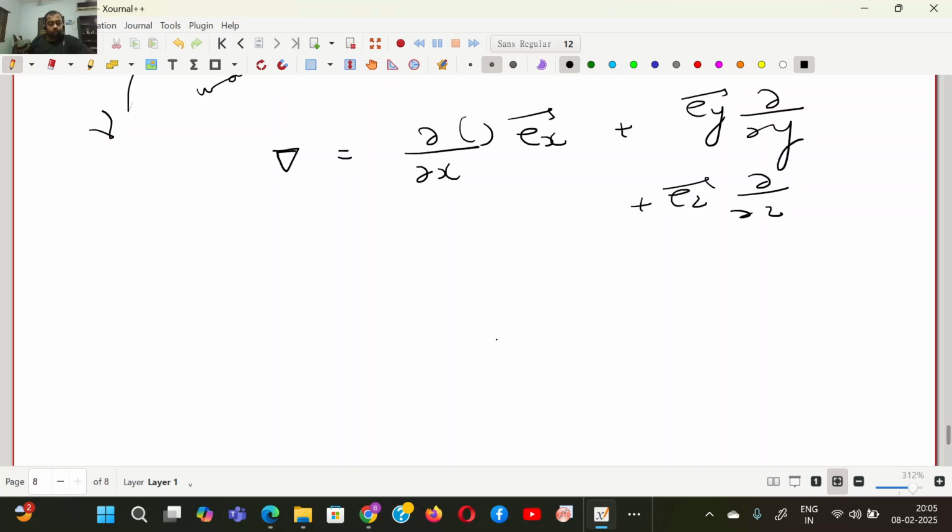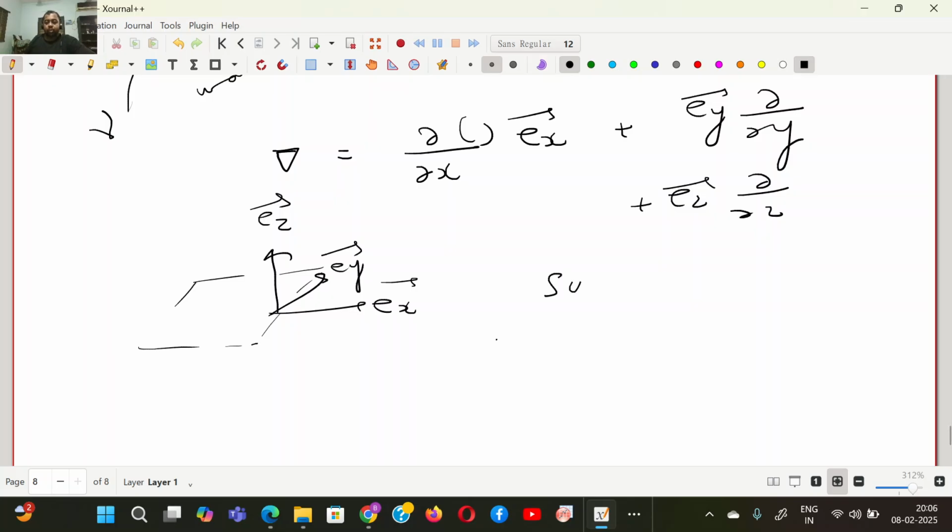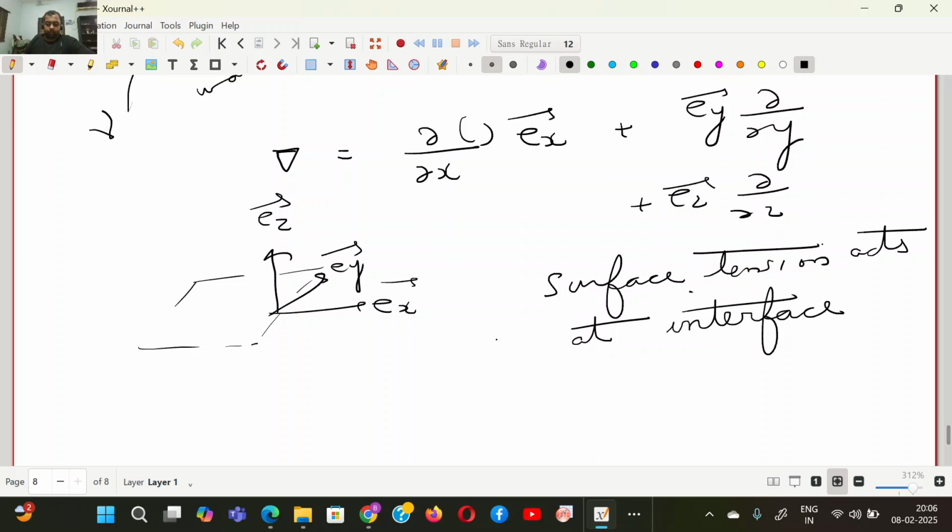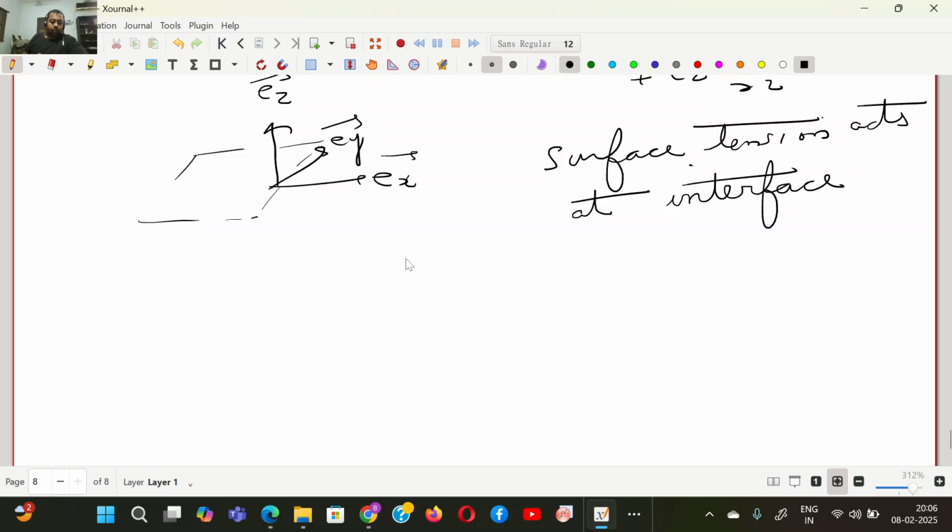So if this is a surface for us in the xy plane, this is x, this is y, and normal to this, perpendicular to this plane, is z. So basically, what is surface tension? Surface tension acts at the interface, right? For instance, a drop. Surface tension is the reason why the drop is spherical in shape, to minimize the surface area. Fine. So what is surface gradient here?